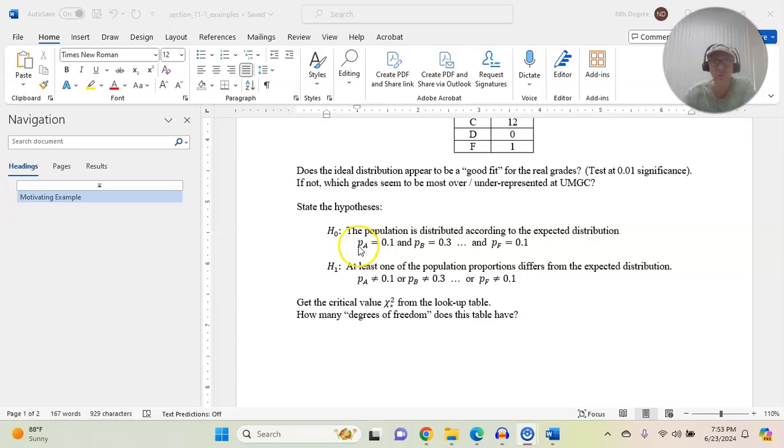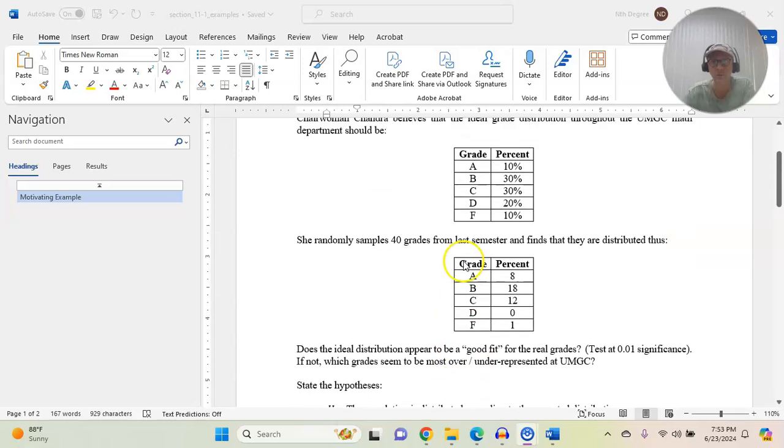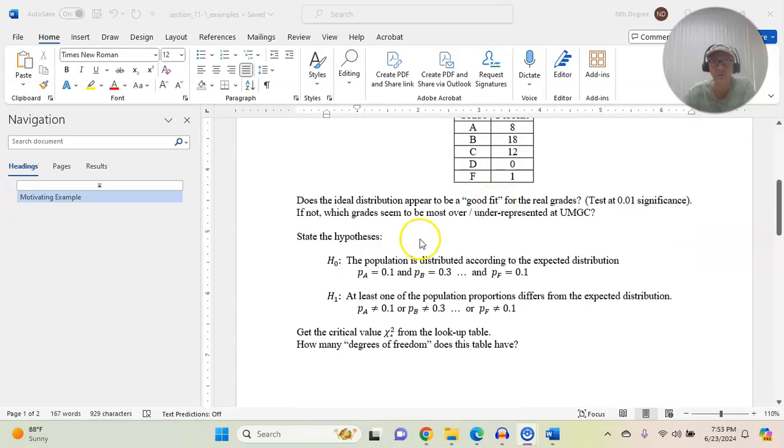The population is distributed according to the expected distribution. So the proportion of A's is 10% and the proportion of B's is 30%, and so on, and the proportion of F's is 10%. So the population fits this table. The alternate hypothesis would be at least one of those population proportions differs from the expected distribution. So in other words, the proportion of A's is not 10%, or the proportion of B's is not 30%, and so on, or the proportion of F's is not 10%.